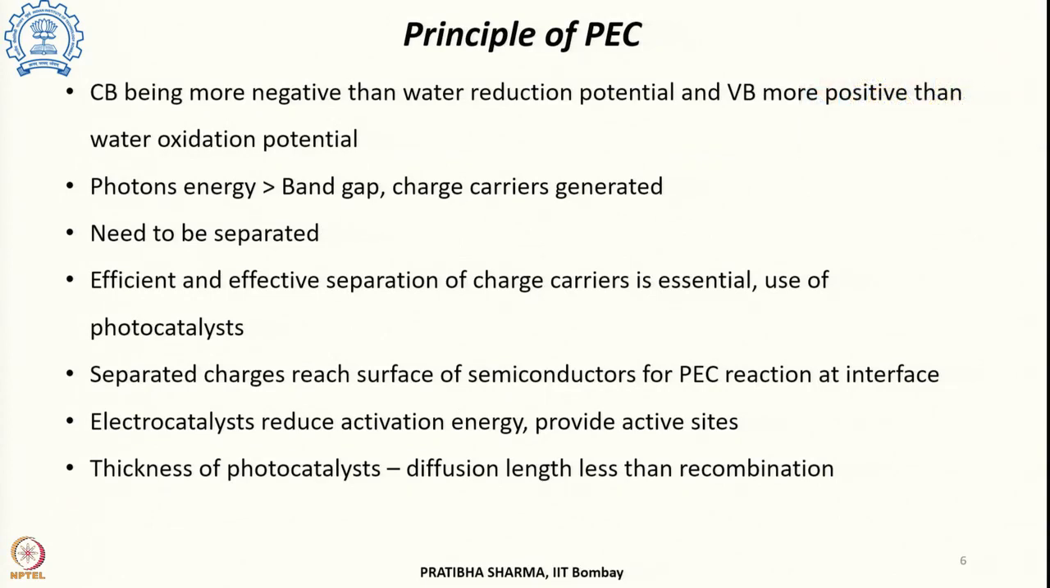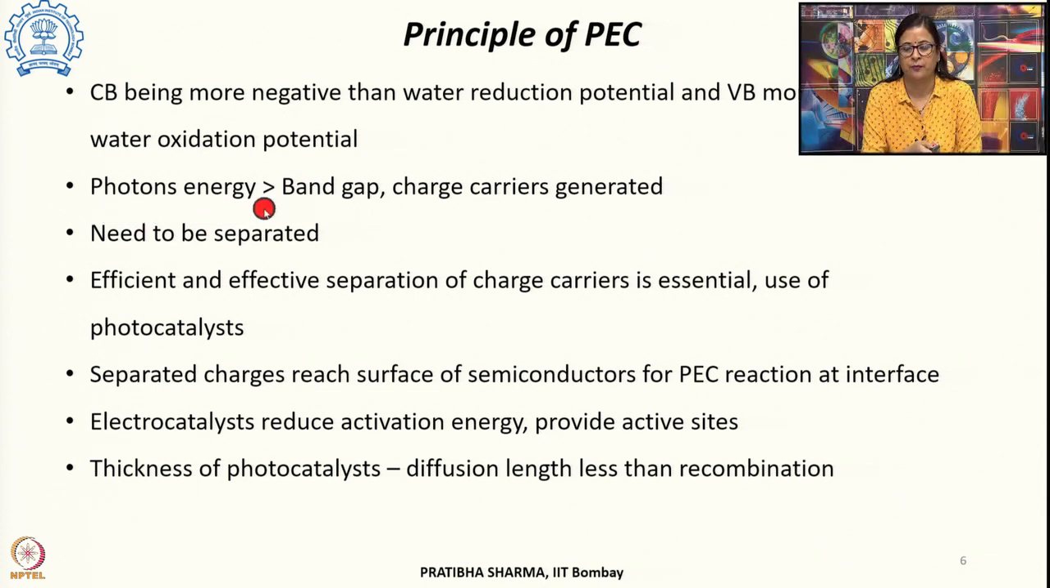Now, if we look at the basic principle of the photoelectrochemical process, we have seen in the earlier figure, the requirement is that the conduction band should be more negative than the water reduction potential, and the valence band should be more positive than the water oxidation potential. So, what is required is when the sunlight falls onto such a semiconductor material, the energy of the photon should be higher than the band gap. And once it is higher than the band gap, the electron hole pairs are created. So, these are the charge carriers which are generated.